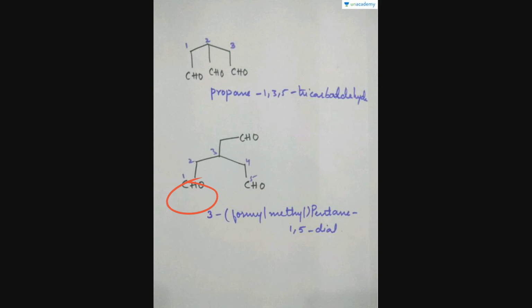Here it is a branched chain, so we do not follow this rule. This rule is only for unbranched chains, where more than 2 of the same functional groups are directly attached to the chain. We do not count from this carbon and go this way. Instead, we write like this: 1, 2, 3. So it becomes propane 1, 2, 3 tricarbaldehyde.